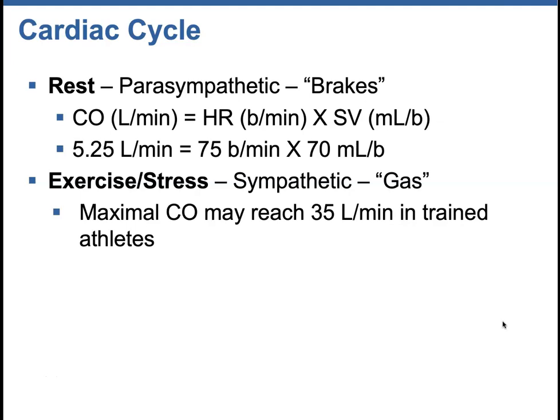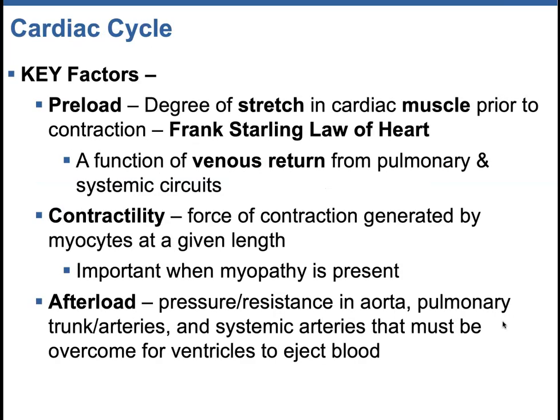When you're working out, you can actually reach up to about 35 liters per minute passing through the heart because of the increased volume that is always returning, and then of course the heart rate is going so much faster. So that is why during a sympathetic state, the cardiac output goes up significantly.